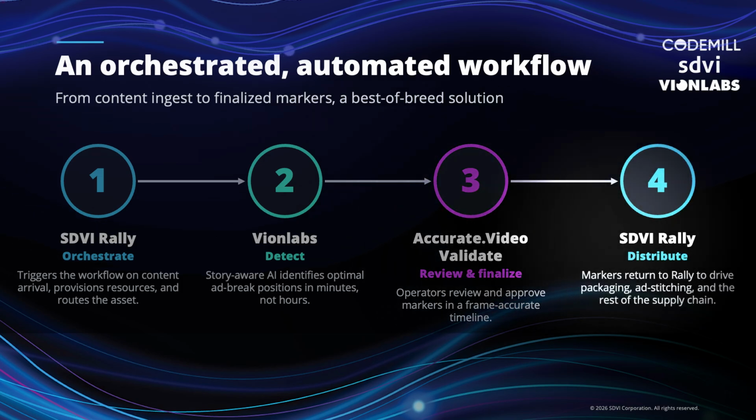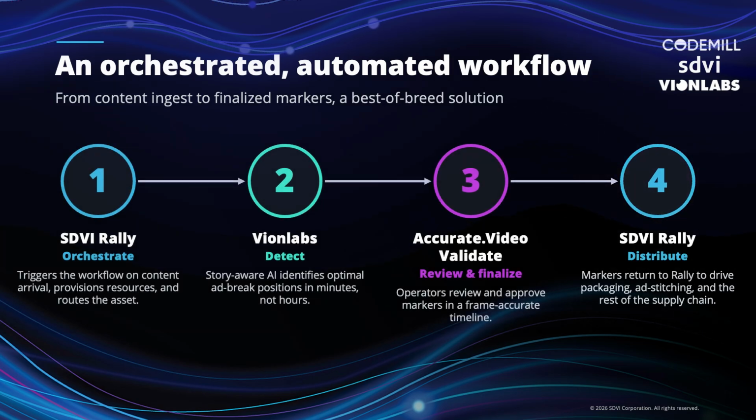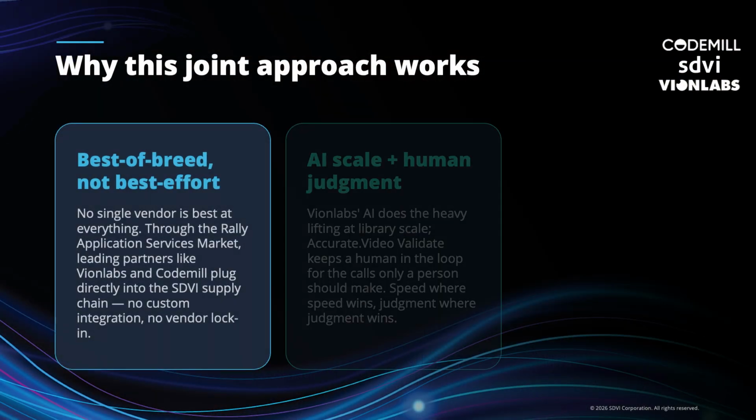And then finally, the finalized markers come back into Rally, which then can drive the asset through packaging and ad stitching and the rest of the supply chain. Rally's the connective tissue from end to end, but the operator only touches the asset for high judgment work. Everything else is automated. And this is what really leads to a tremendous increase in efficiency and productivity for the ops teams.